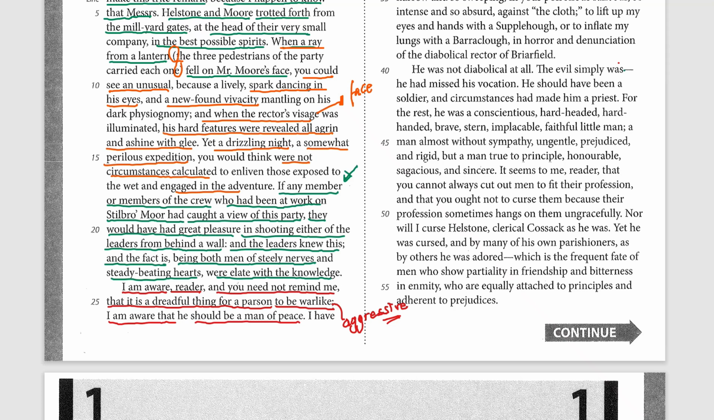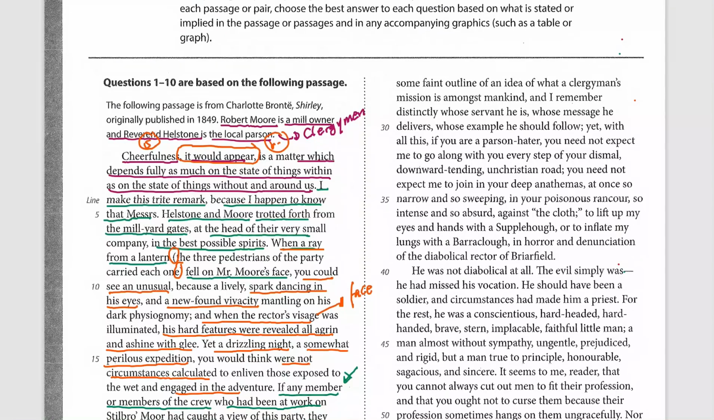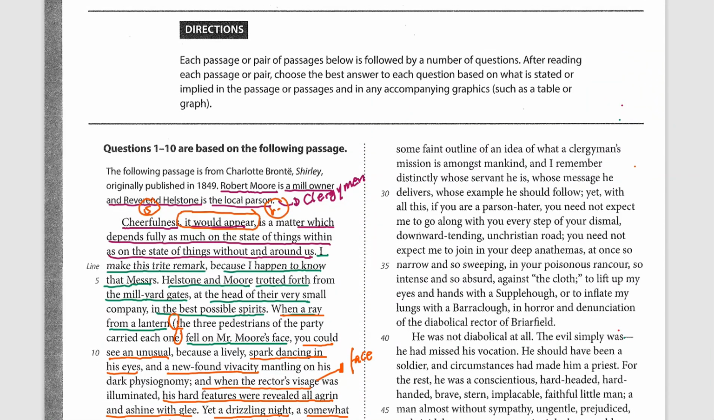I am aware that he should be. He should be what? I am fully aware that a man like this, who works in the church, must be a man of peace. And then what did Mr. say next? I have some faint outline of an idea. I have a very simple idea of what a clergyman's mission is amongst mankind. I know the mission of a clergyman amongst what? Mankind.